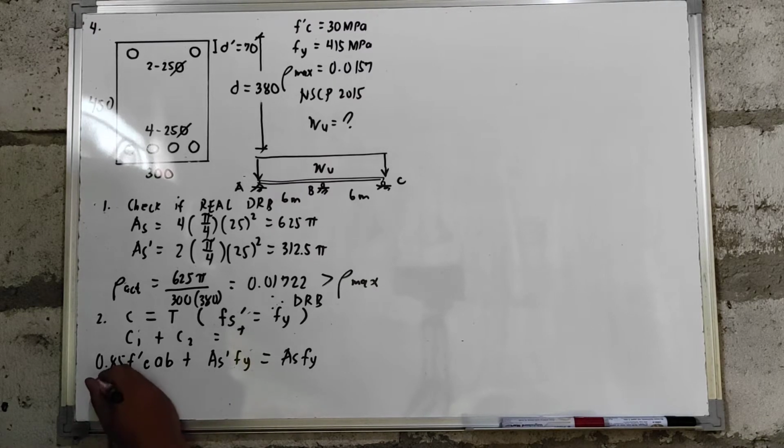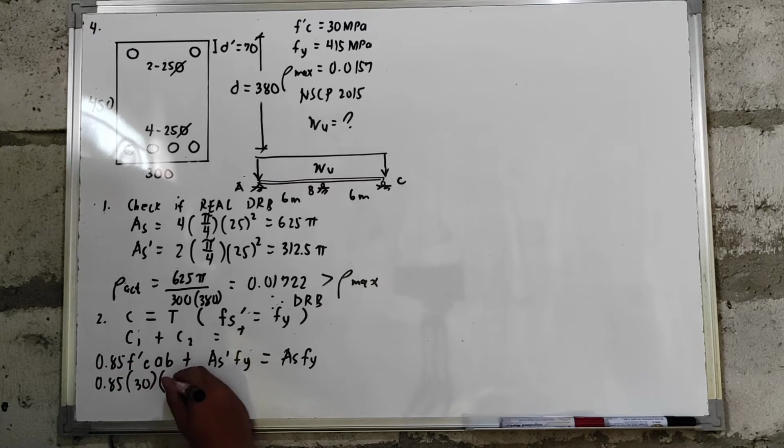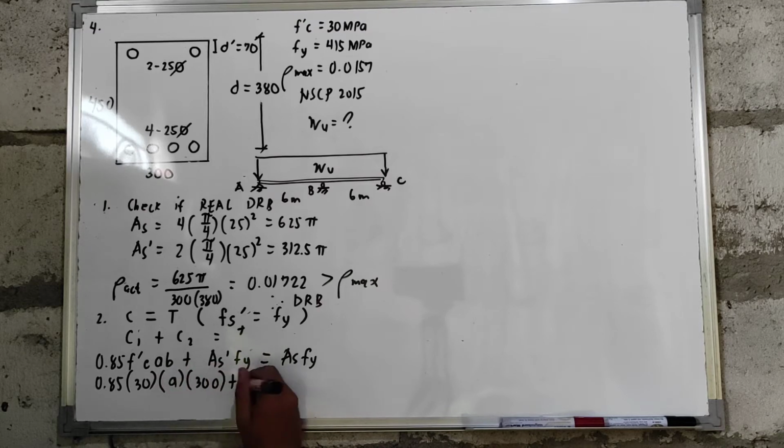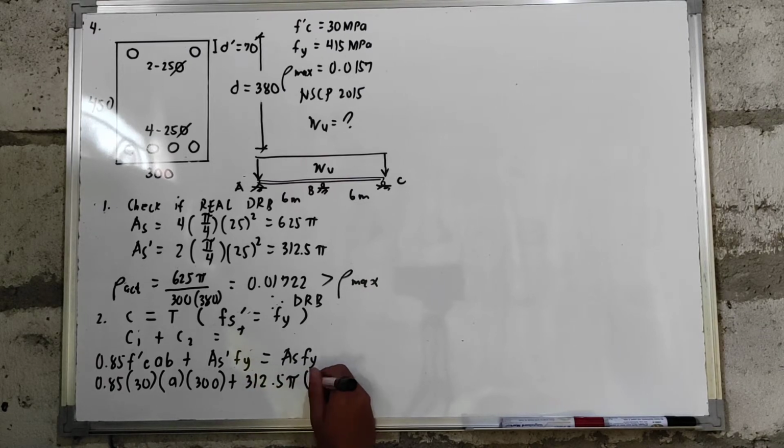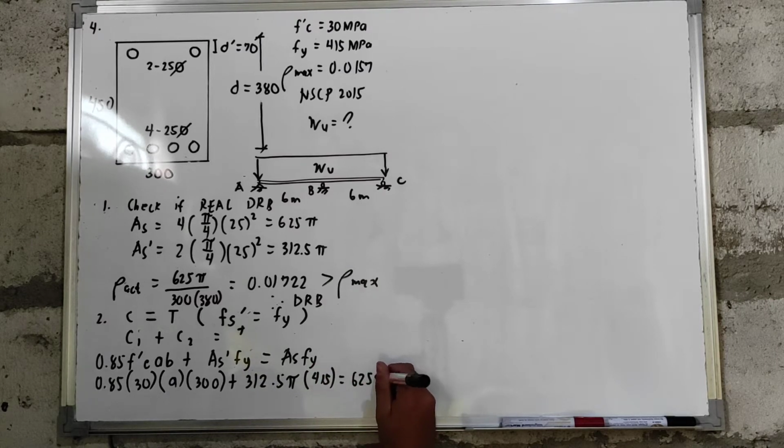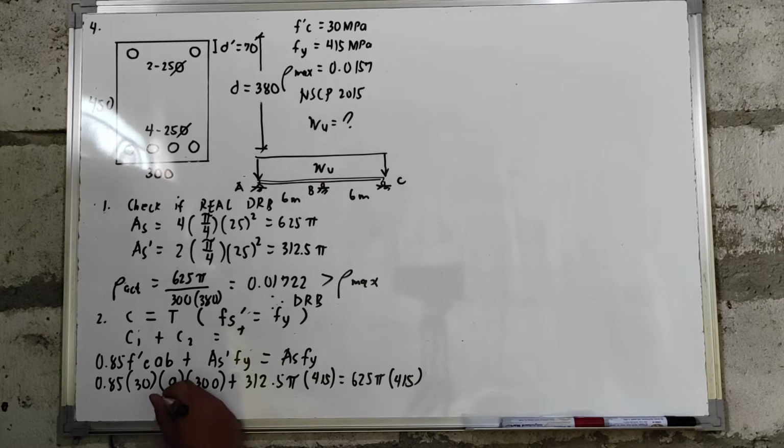So if you're going to substitute yung mga given natin, so we have an f prime c of 30 megapascal. Yung a natin, ito yung hinahanap natin. Yung b natin, that is 300. The value of your AS prime, that is 312.5 pi multiplied by fy na 415, is equals to 625 pi, that is the value of your AS, multiplied by fy na 415. So the value of your a is now equal to 53.258 mm.